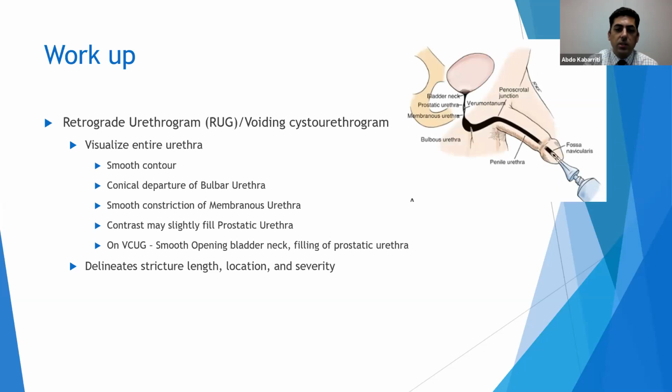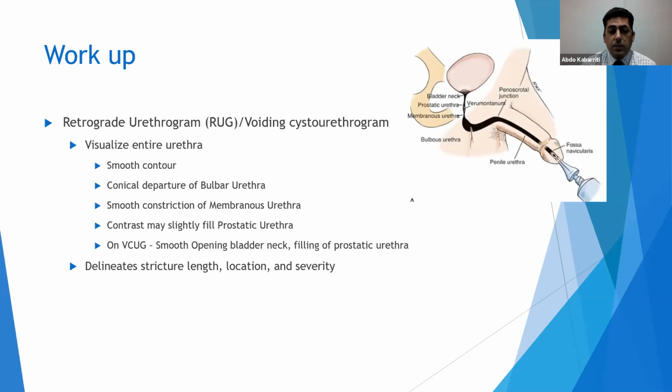There's the typical smooth contour that you could see with the retrograde urethrogram, as well as the conical departure of the bulbar urethra as it goes into the membranous urethra. And then you could see that smooth constriction of the membranous urethra. And that's why on the prior question, you needed to get a voiding cystourethrogram to really evaluate whether that constriction was due to the membranous urethra or whether there was a further stricture even more proximally.